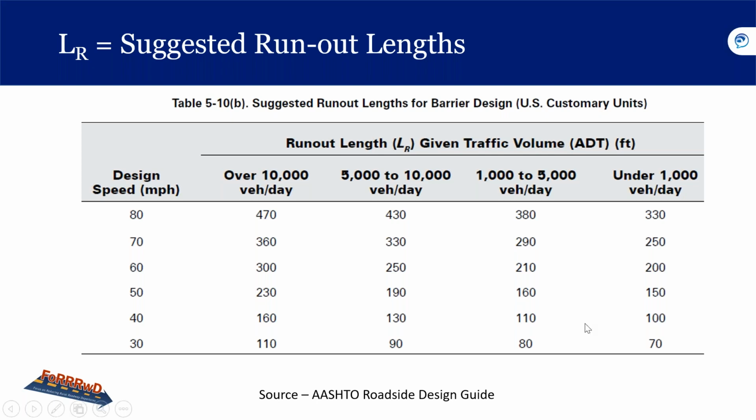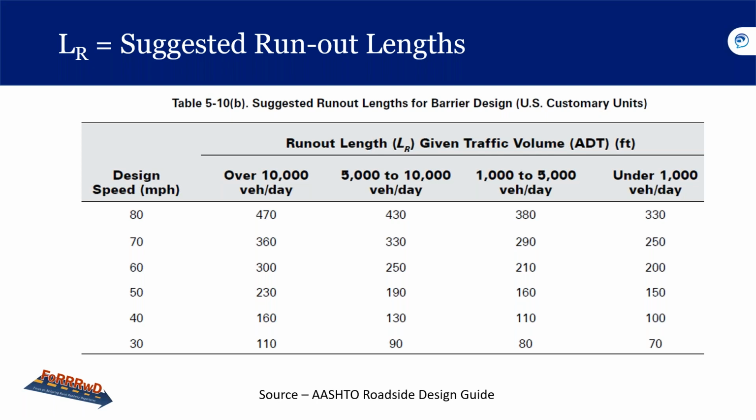So this is from the AASHTO Roadside Design Guide, for determining runout lengths. It's on page 5-50. As you can see, the runout length is a function of the design speed and traffic volume. You'll note that the distances range from 470 feet for high speed, high volume facilities to 70 feet for design speeds of 30 miles per hour and traffic volumes under 1,000 vehicles per day.